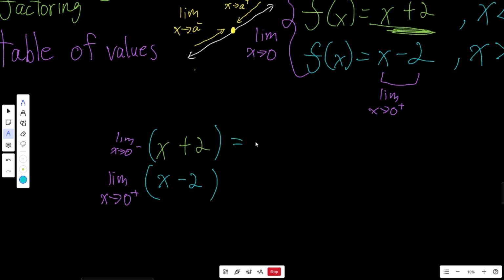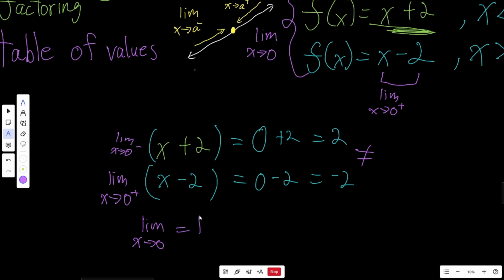Now we're going to substitute 0 here. So 0 plus 2 and 0 minus 2. This will get us positive 2 and this will get us negative 2. Now, are these two equal? They are in fact not equal. So we can say that the limit as x approaches 0 of the piecewise function does not exist. Again, this is how you approach a piecewise function.